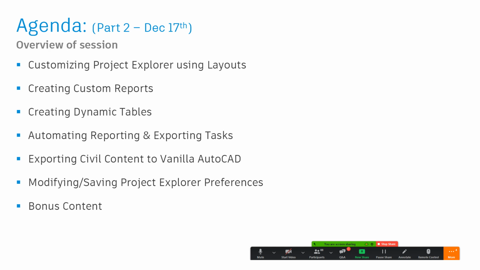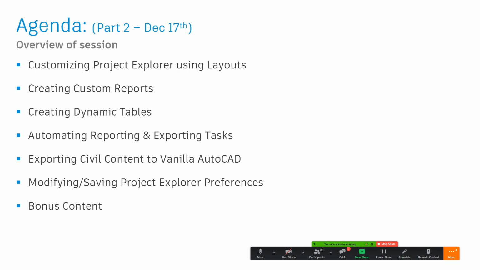In part 2 on December 17th, we'll be sending you a registration link for this soon. We're going to look at how we can customize the tool, the column locations, and totally change the appearance of this to meet our needs. We can also save that configuration so it can be shared with others. We'll look at how we can use this to extract our civil data into custom reports, HTML, PDF, Excel documents. We'll look at how we can create dynamic AutoCAD tables of our civil data that will update whenever the model changes. We'll also look at how we can automate some of those tasks.